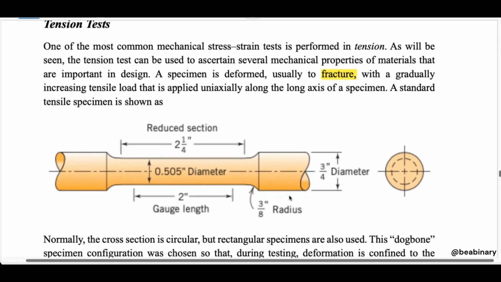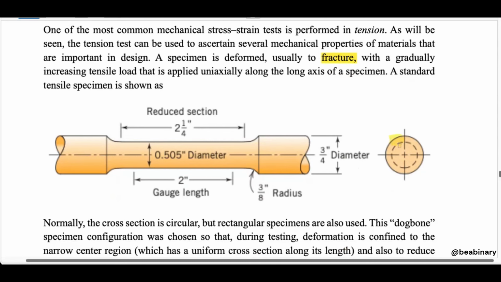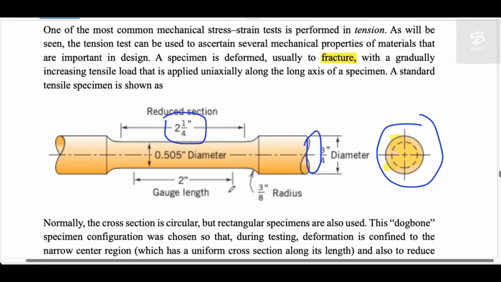So this is your specimen. This one is a cross-sectional view, I mean how it will look if you see from here. So this is a circular bar. The diameter is 3/4. All the parameters have been given in inches, but in India you need to convert to mm. So mm is the best working unit.